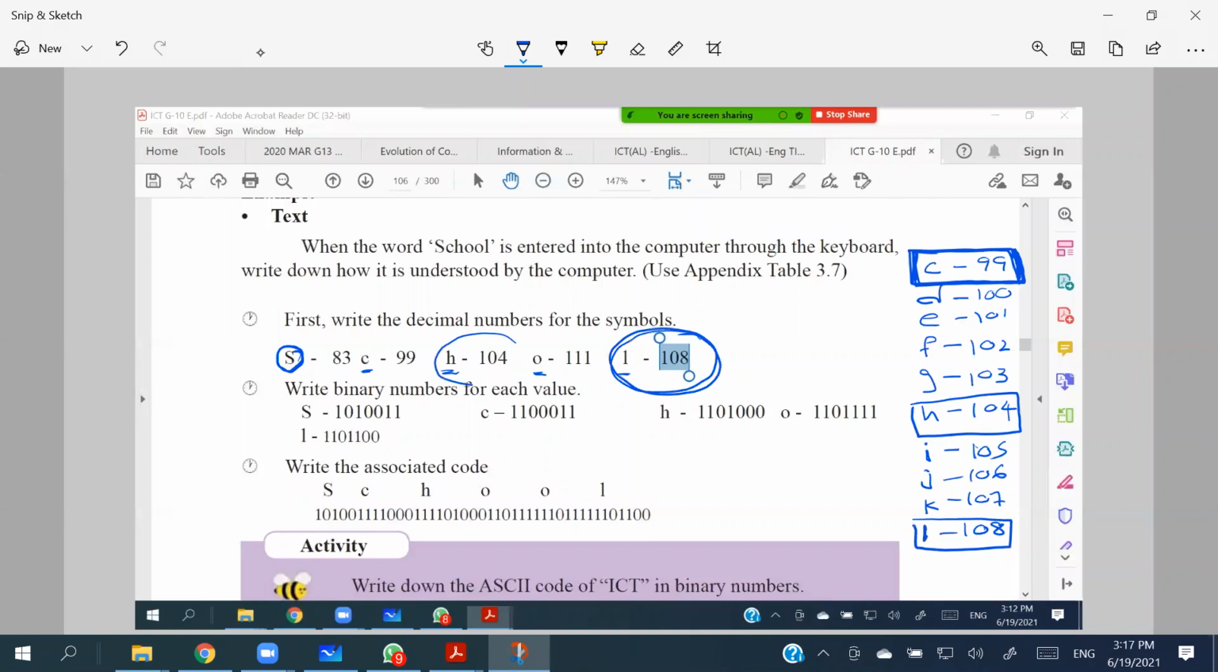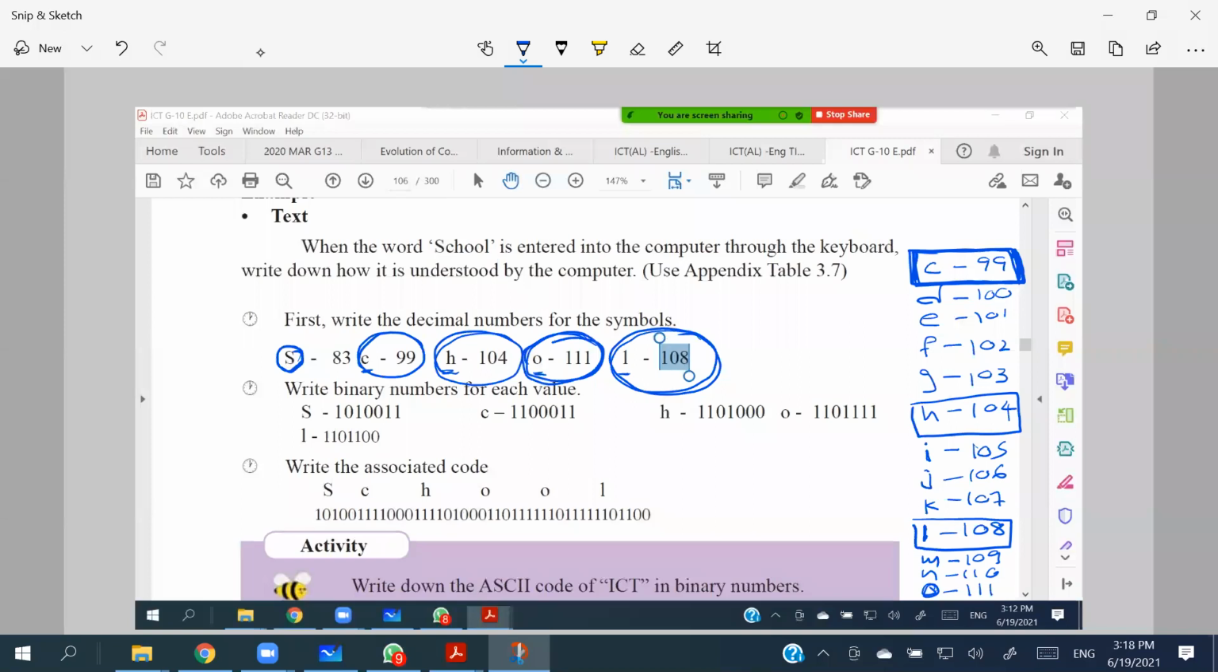H is 104. K, L, M, N, O. Again, 109, 110, 111. The O is 111. See. So we can find the relation if something is given to us, right?